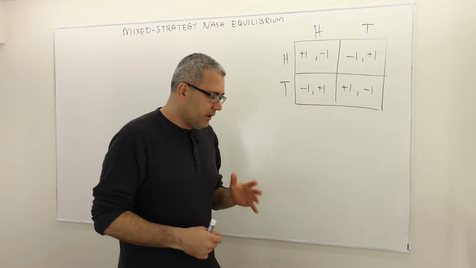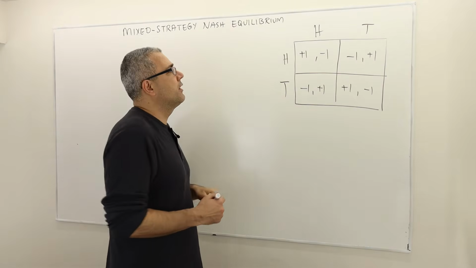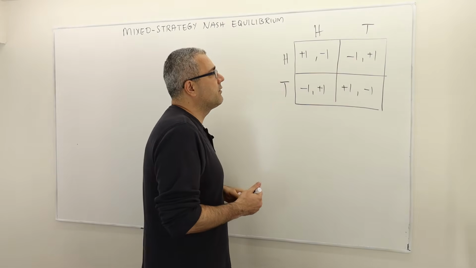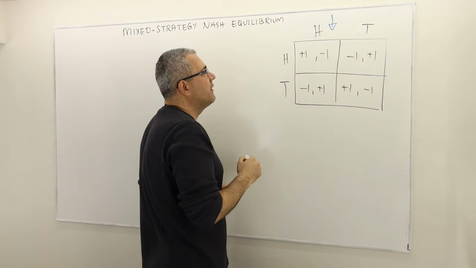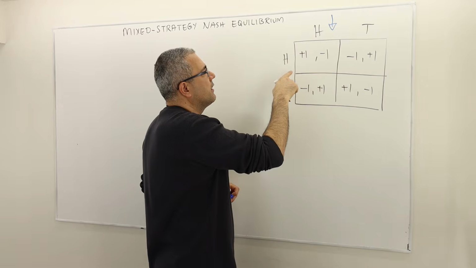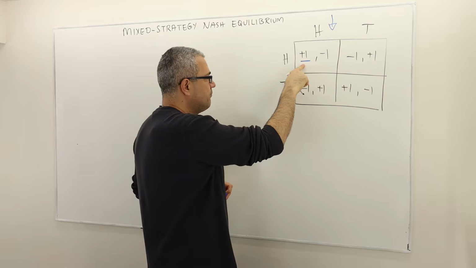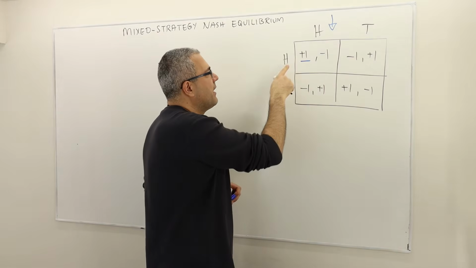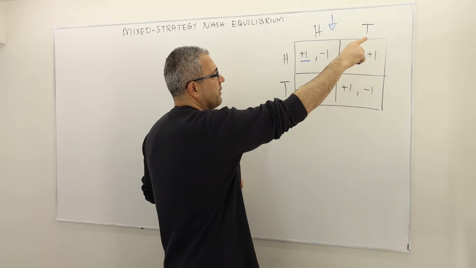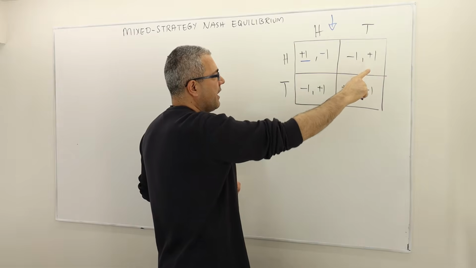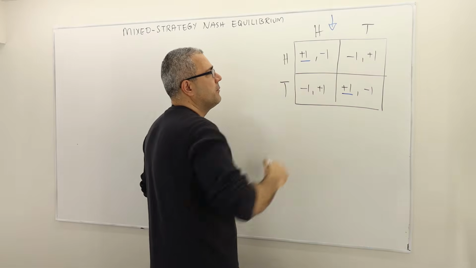All right, so in this game, let's try to find the Nash equilibrium in pure strategies. So what does that mean? Let's calculate the best responses. If the second player plays head, what is the best response for the first player? Well, clearly head, because +1 is higher than -1. So I underline +1 indicating that head is the best response to head. Well, what if player 2 plays tail instead? Well, in this case, tail is the best response because +1 is higher than -1.